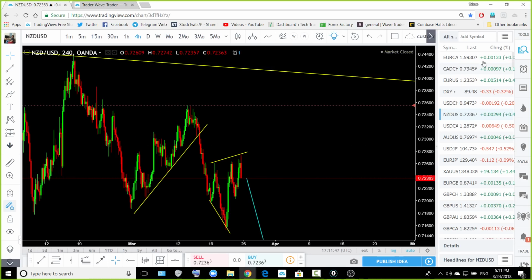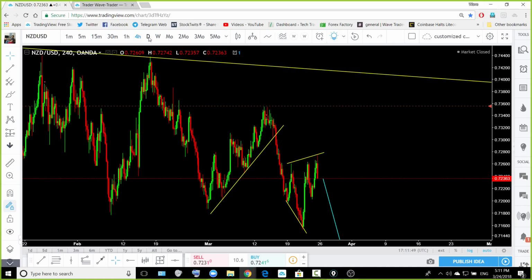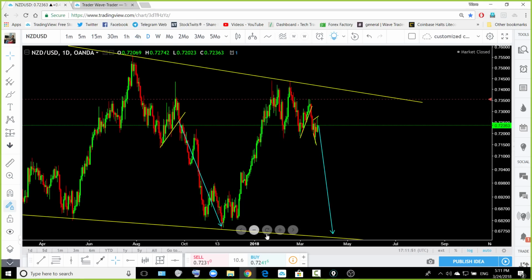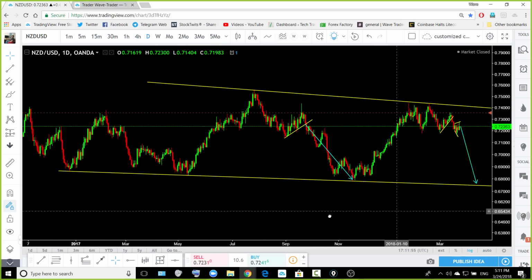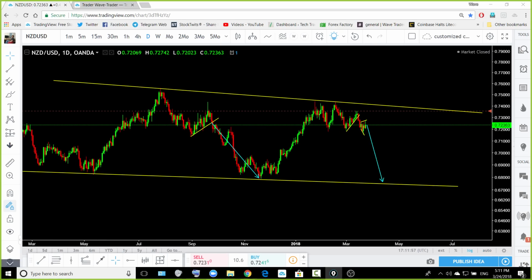So Kiwi dollar, as I said last week, we can see one more bullish wave. Longer term, it is still bearish. Longer term we are looking for this pair to get down and give us that bigger wave. Still, we are in a sideways market. This is still a sideways market correction.